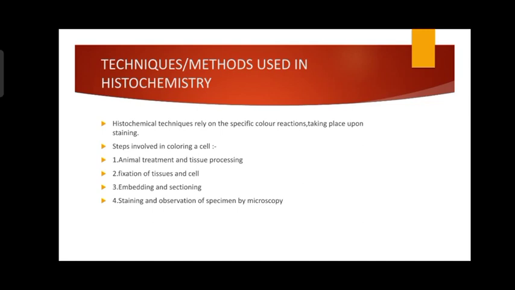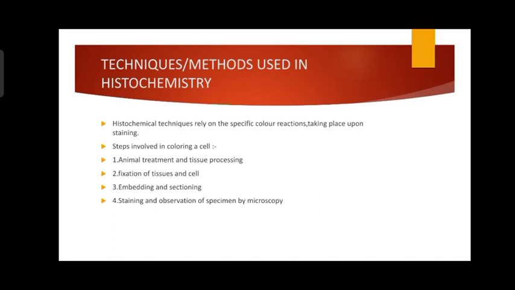So, histochemical techniques. We know that there are different techniques used to stain the cells or tissues to observe the color structure under the microscope. However, these cells can't be directly stained. So before proceeding with the staining part, there are some steps involved in coloring a cell.